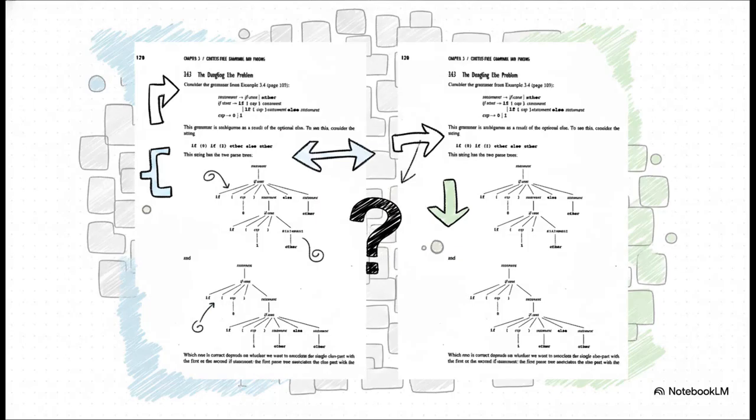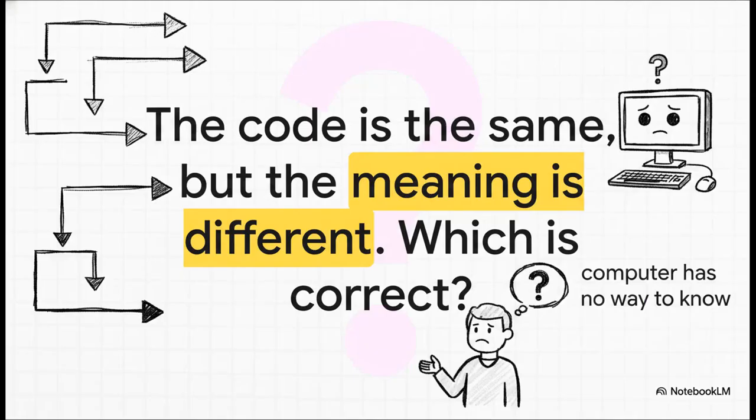A classic example of this is something called the dangling-else. So look here. Based on one very common way of writing the rules for an if-else statement, this single piece of code can create two different structures. In one tree, the else statement belongs to the inner if, but in the other tree, it attaches to the outer if. The code hasn't changed at all, but the meaning is completely different depending on which tree you pick. Both are technically allowed by the rules, but they lead to totally different outcomes. So, which one is right? The computer has no idea which one the programmer actually intended.